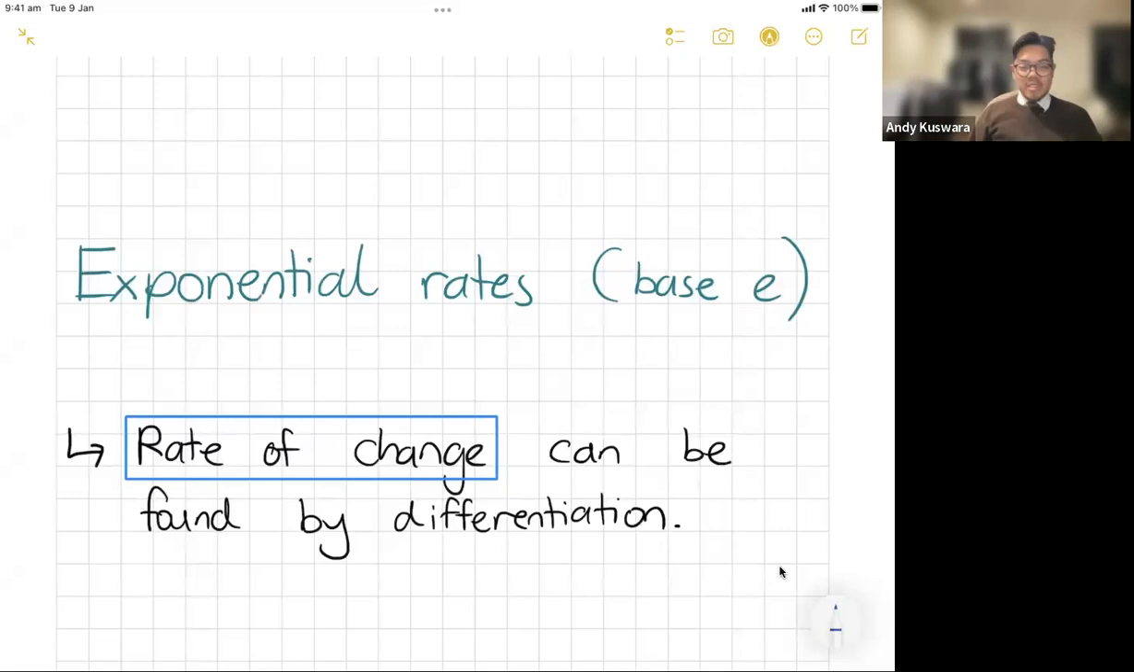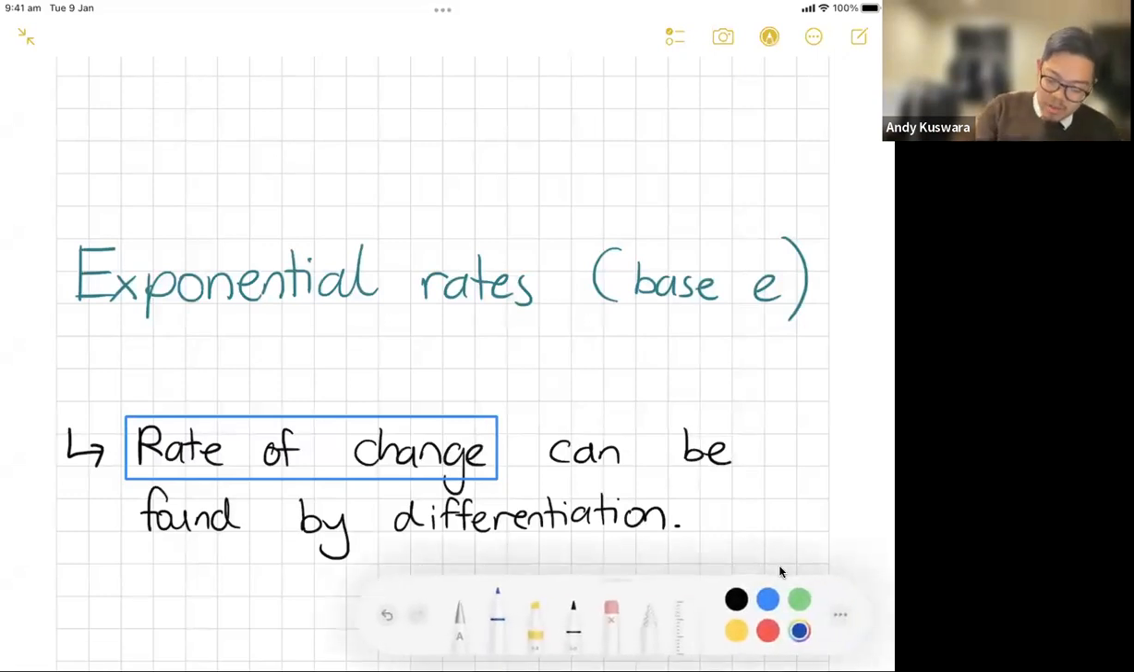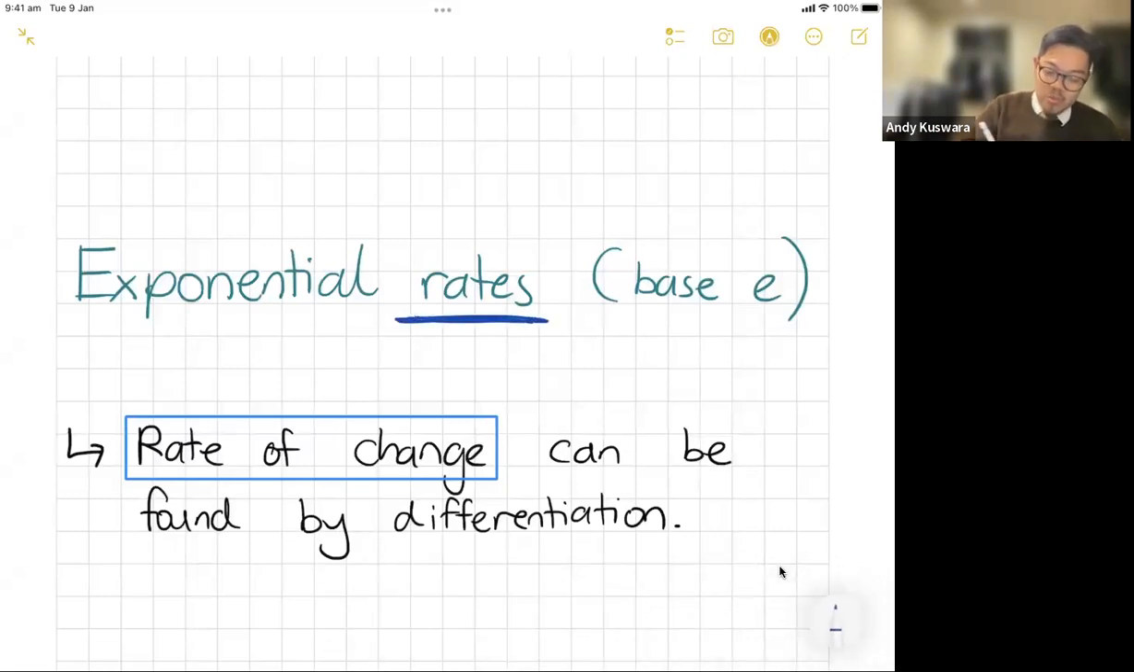We touched on this more in year 12, but this is an introduction that you get in year 11, and it's a good one to know, especially for your prelims. Now we're talking about exponential rates. That is the big keyword here. Keyword is rates.